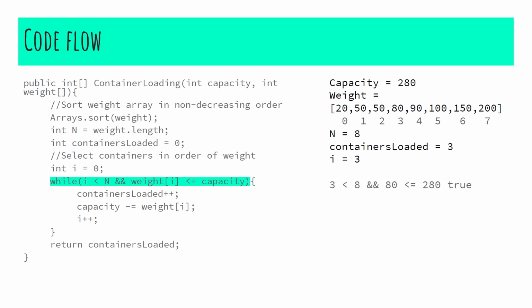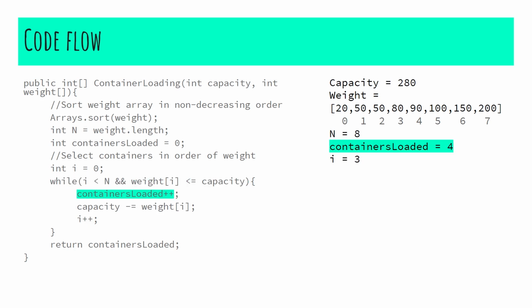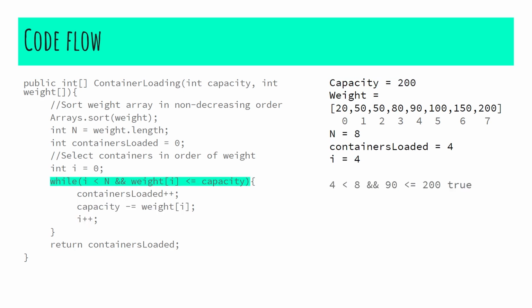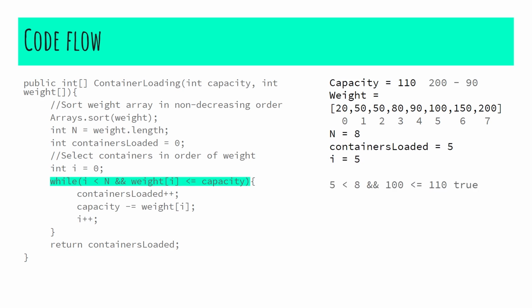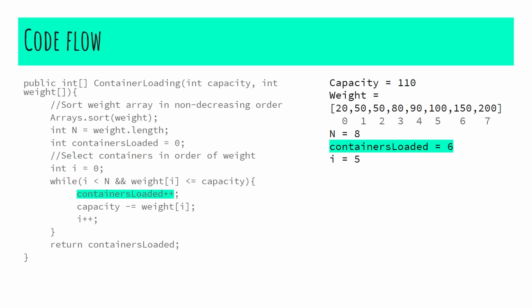The statement is once again true. Hence, the value of containers loaded will be incremented to 4, and now the capacity would have been reduced to 200. Now the containers value is 5 and the capacity is finally 110. Now the value is 6 and the total capacity left is only 10.